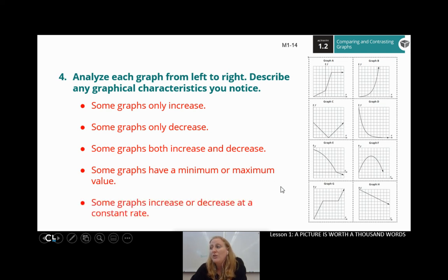Some graphs increase or decrease at a constant rate. If it's a constant rate, it's not going to curve. So I noticed graph H decreased at a constant rate, right? I noticed that graph G, even though it did stop in the middle, it did stop in the middle. I noticed that it was a constant increase, and then we got stuck on the ski lift, and then we constantly increased again. Theoretically, we got to the top of the hill so we could go skiing. That's the dream anyway, right? That's what we hope for.